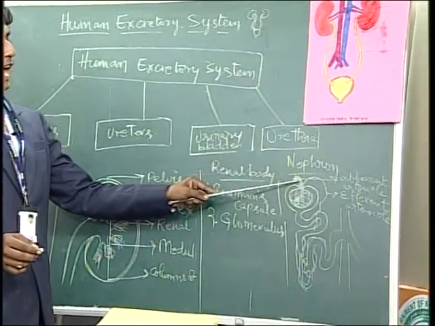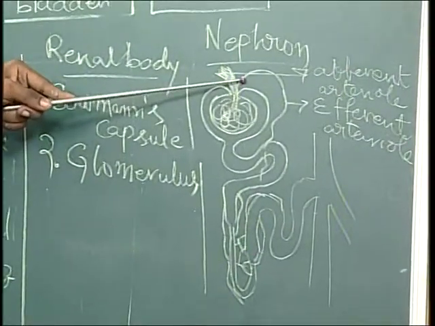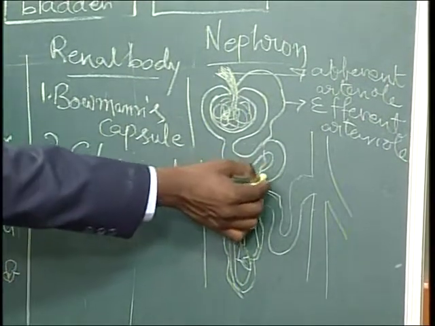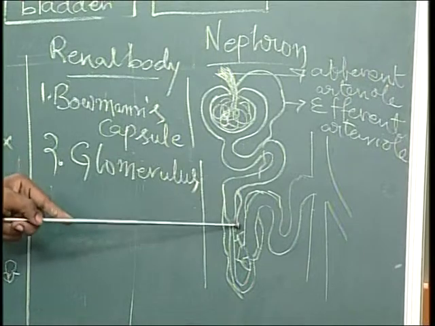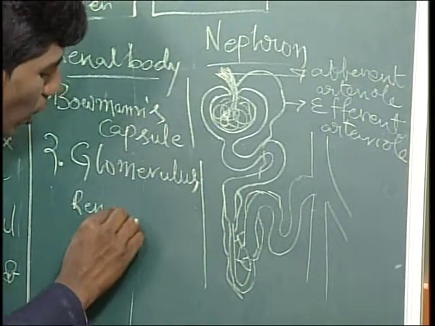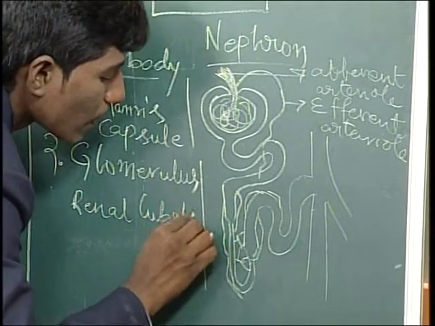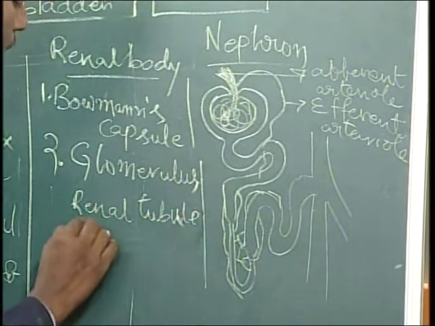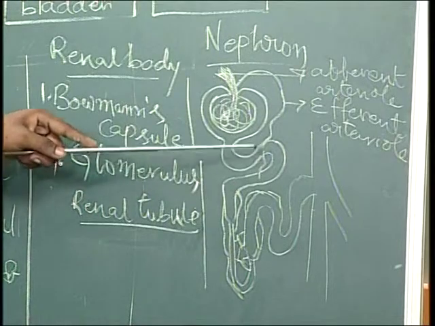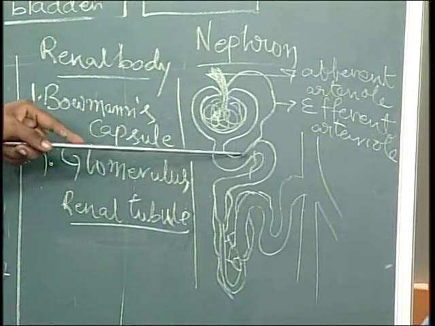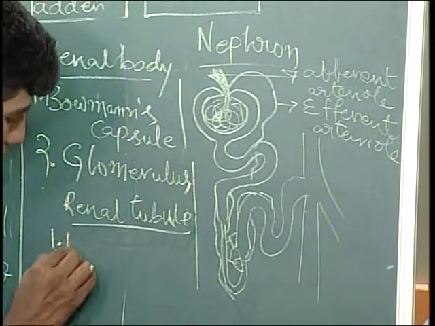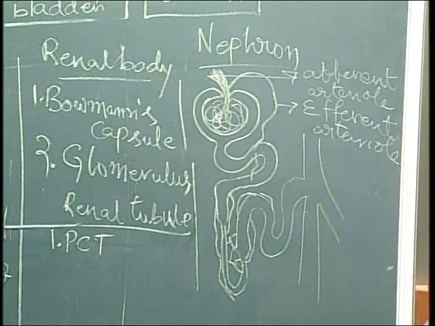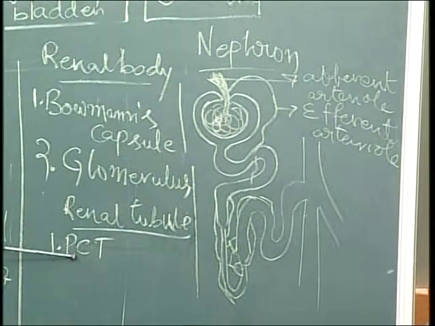Friends, the afferent arteriole is thicker than the efferent. So, this is about the glomerulus. Then what about this tube-like structure? This tube-like structure is called the renal tubule. See, the renal tubule also involves three parts. See here, the tube is coiled. This is the proximal convoluted tube. What is this? Proximal convoluted tube. In short form, it is also called PCT.